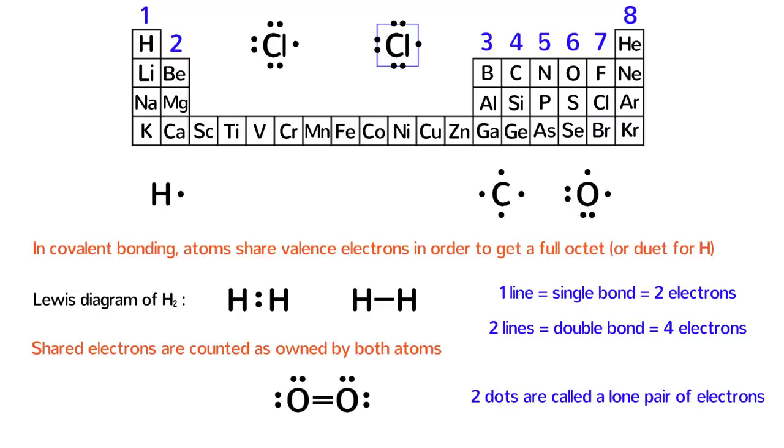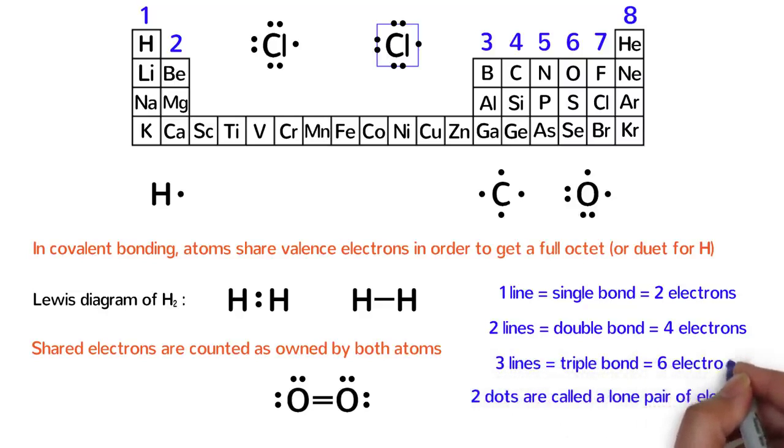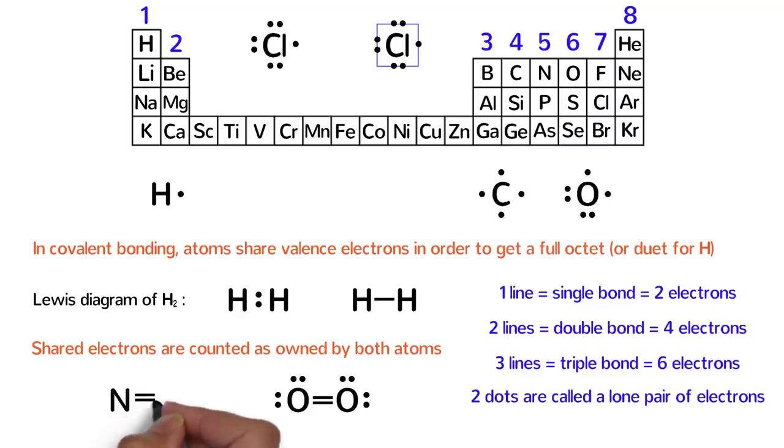Some molecules contain triple bonds, which we write using 3 lines that represent the sharing of 6 electrons. An example of a molecule with a triple bond is nitrogen, which looks like this. Once again, notice that both nitrogen atoms have 8 valence electrons: 6 from the triple bond, and 2 from the lone pair of electrons.